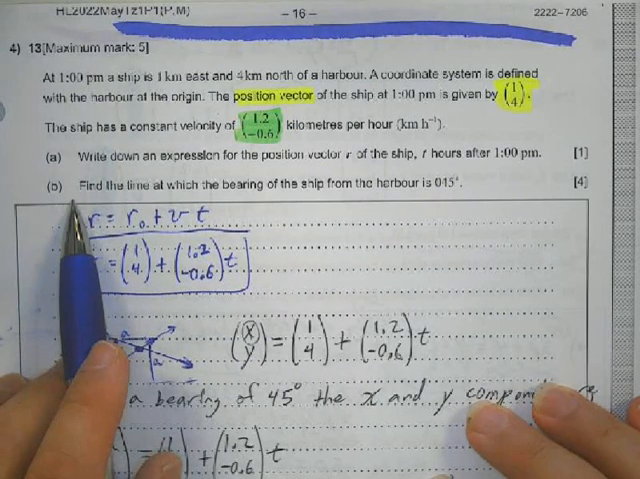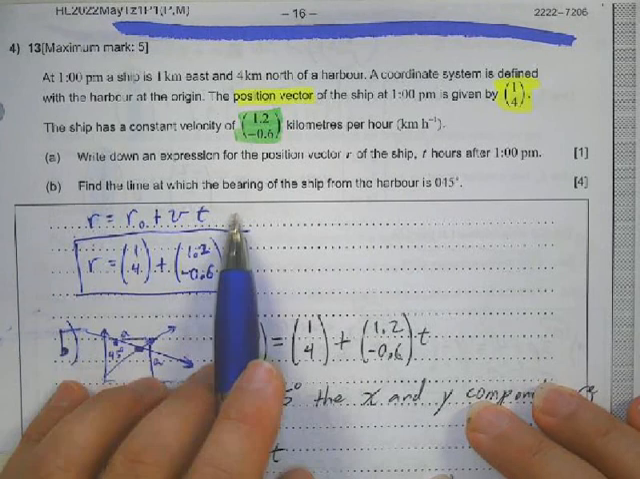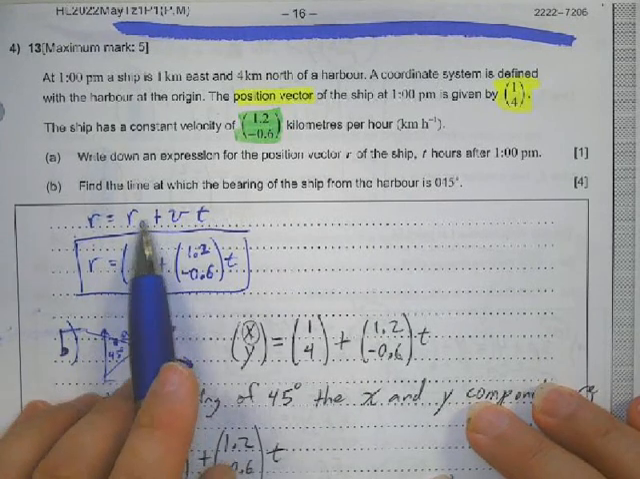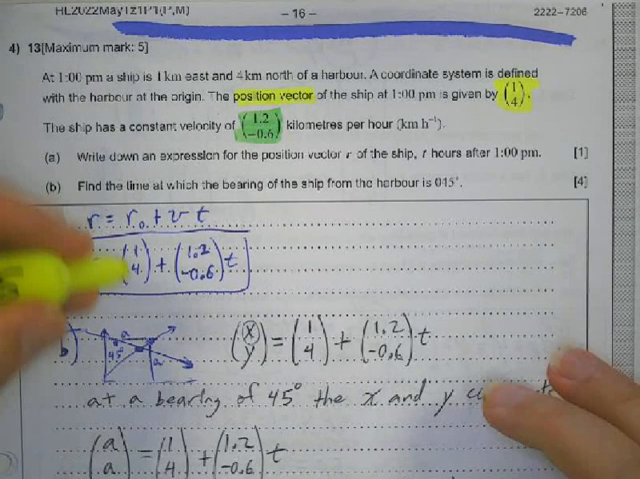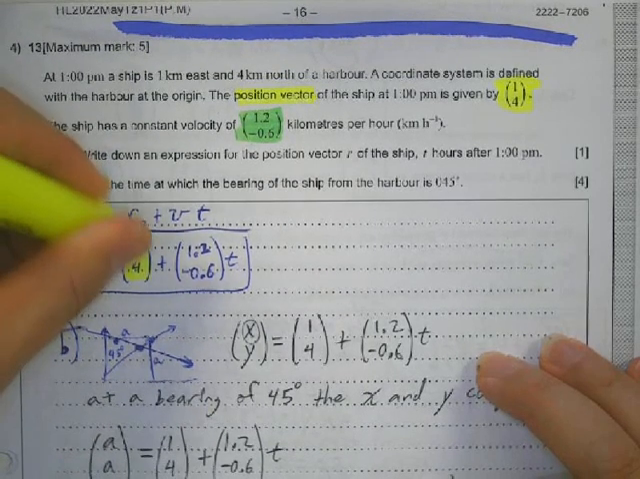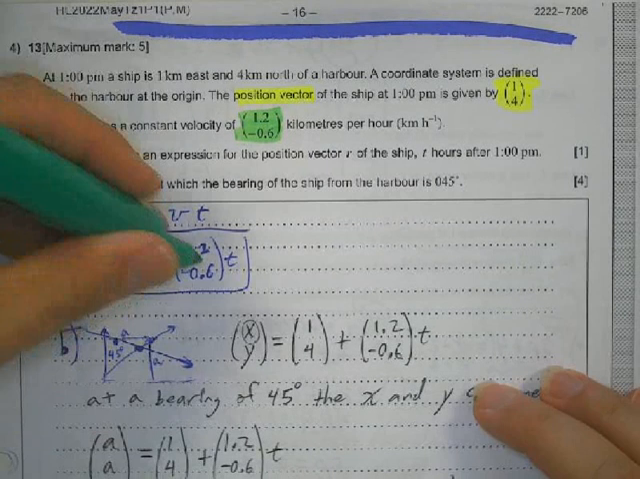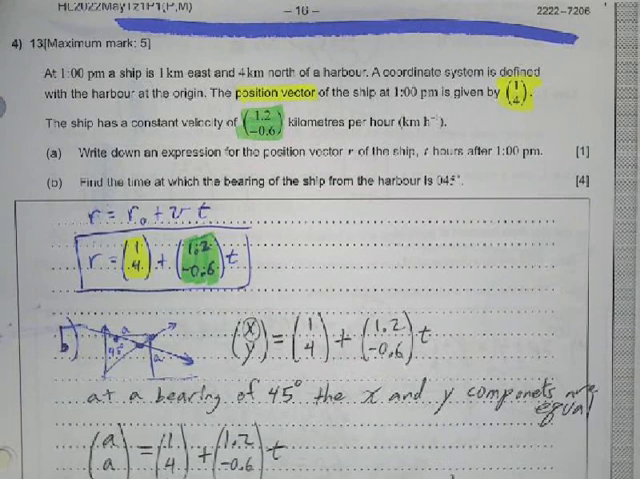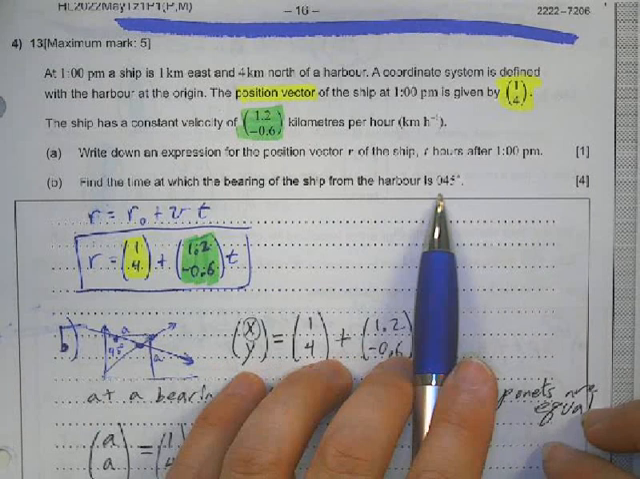So the vector equation r is going to be equal to my initial position plus the velocity times time. So my initial position is 1, 4, and my velocity here is 1.2 over negative 0.6. Okay. Find the time at which the bearing of the ship from the harbor is 45 degrees.